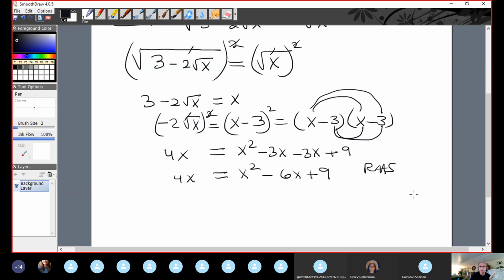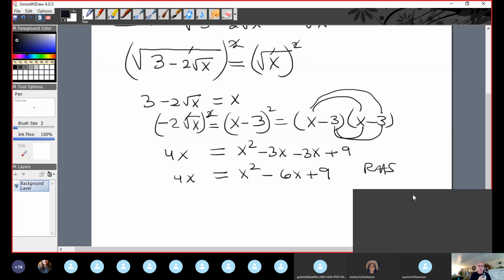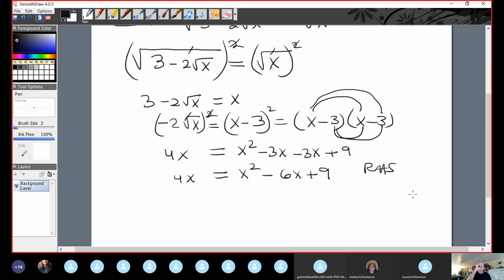Again, quadratic equation, yes or no? Yes. But in order to solve this equation, you need to always express it in standard form. So in standard form, I move 4x to the right-hand side.